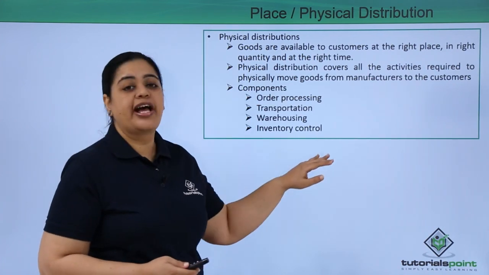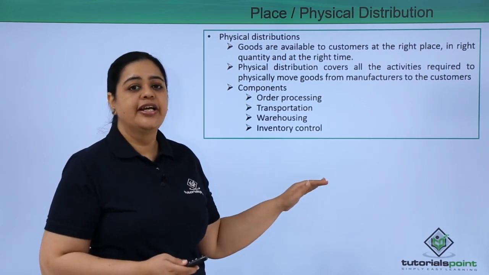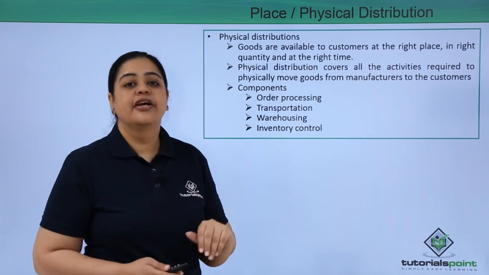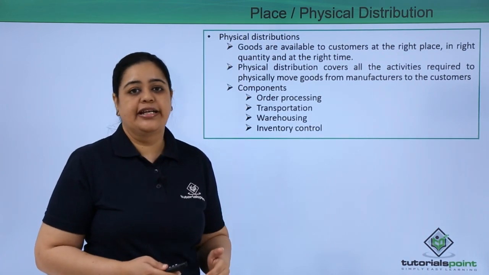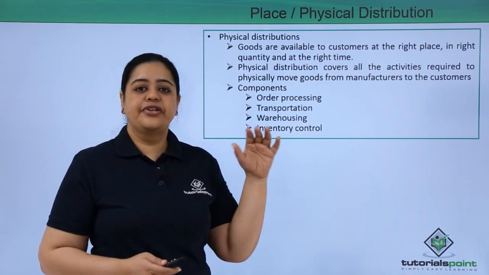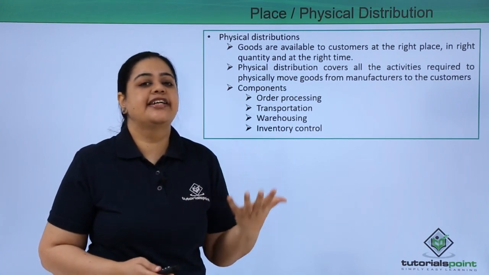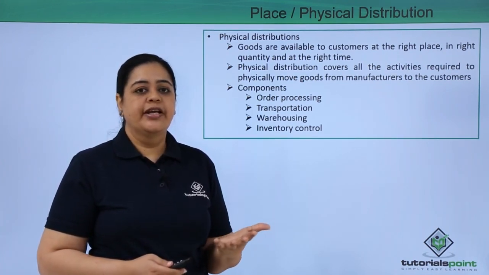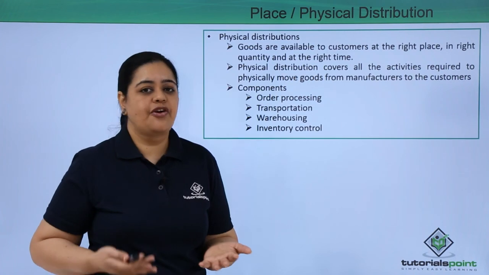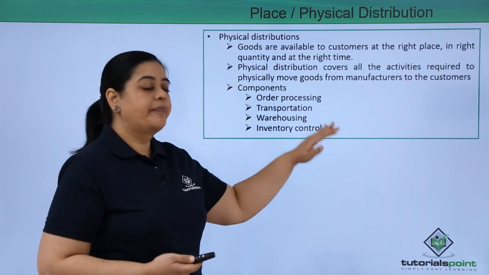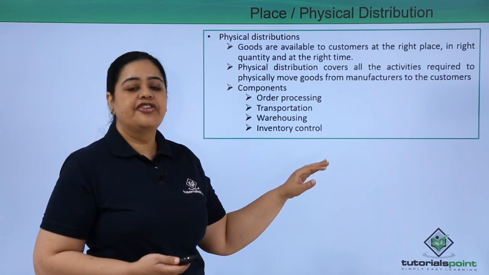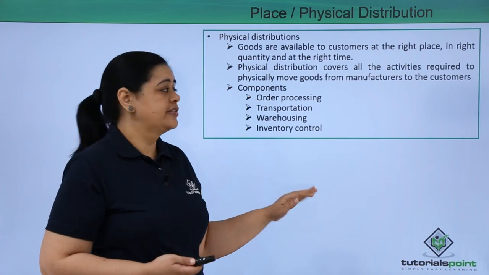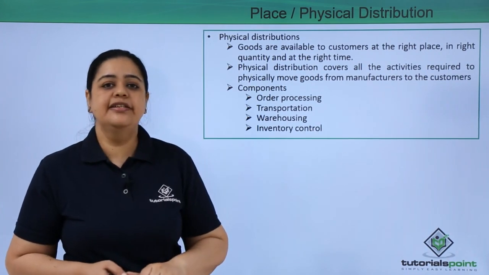Now remember, if you have very high levels of inventory, then your warehousing cost will increase accordingly. And again, when you're warehousing, you need to keep in mind that there are chances of spoilage. So in that scenario, chances of loss are very high. Hence optimum inventory is very important. So these are the components of physical distribution.